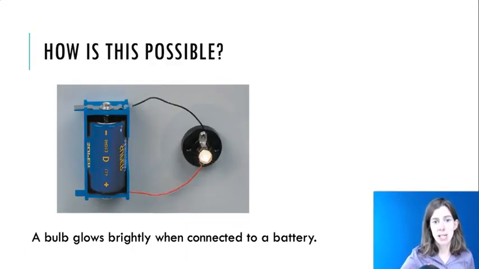I'd like to start off this video by asking a question. How is this possible? A bulb glows brightly when connected to a battery, so you know that you need to connect it in order for it to glow. So why do you think that is? Are you thinking about electricity, current, light? Those are totally fine topics. But I want you to think about, what do you think potential energy has to do with it? So please put your thoughts in the comments below.